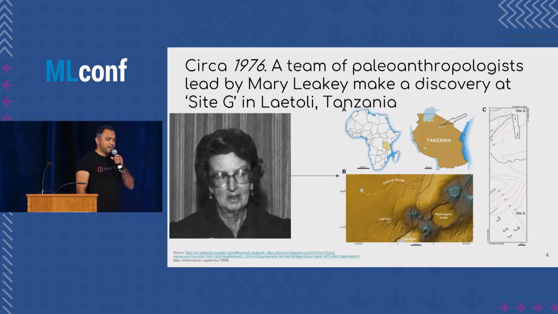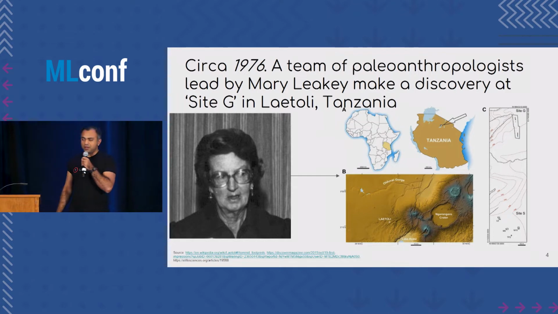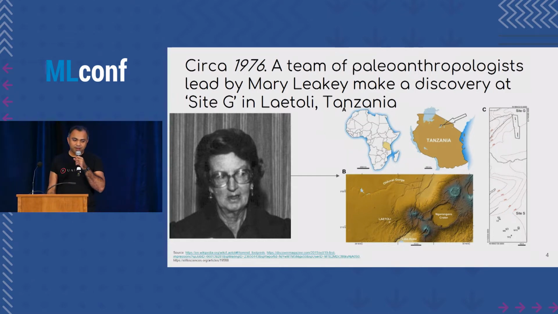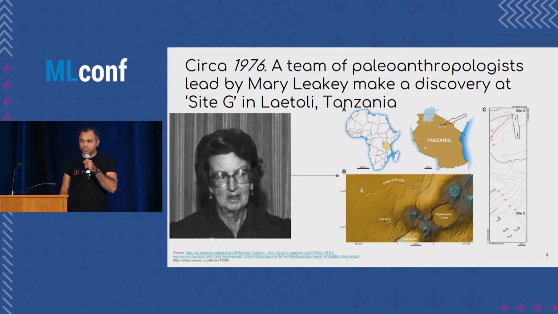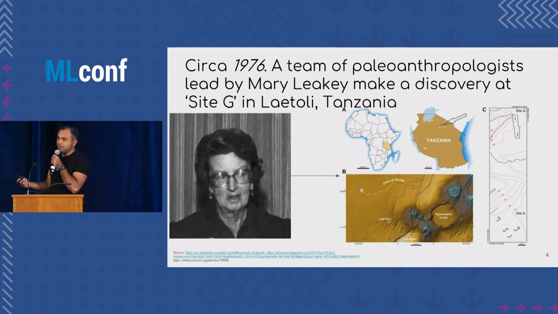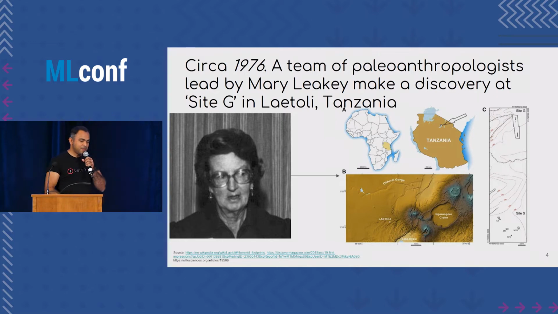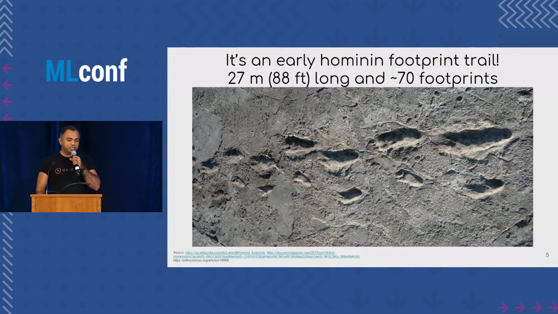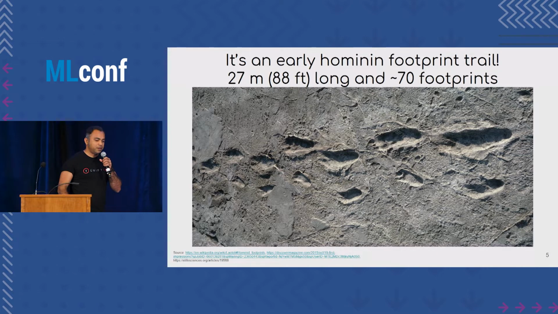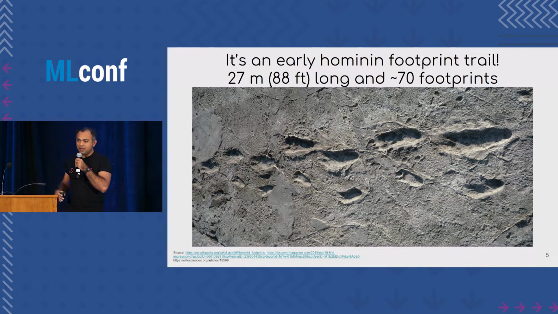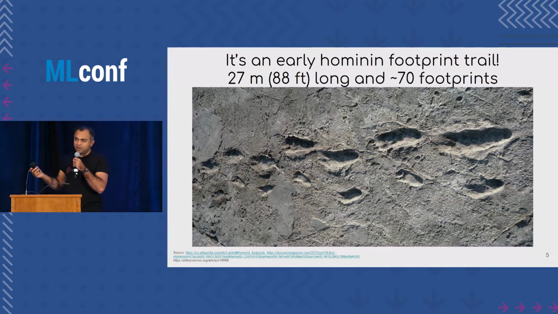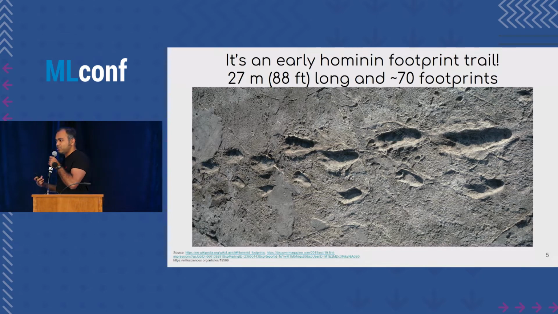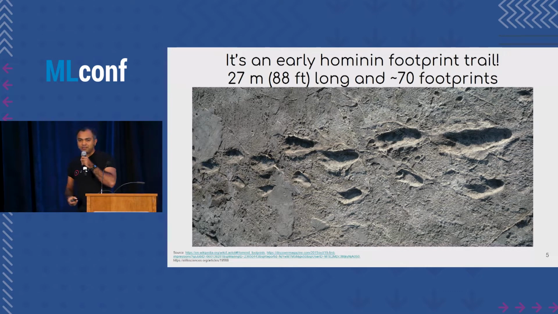So the year is 1976. A group of paleoanthropologists led by Mary Leakey make a very intriguing discovery in what is today called Site G in a town called Laetoli in Tanzania. What they discover is a stretch of hardened volcanic ash, and they discover 70 footprints, 88 foot long, which is eventually mapped to 3 different hominins. Now, what is the connection of this specific discovery in 1976 to this talk?